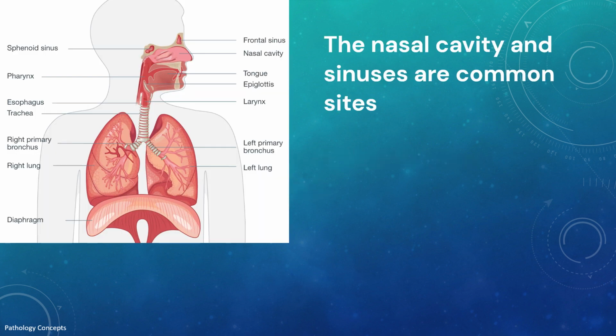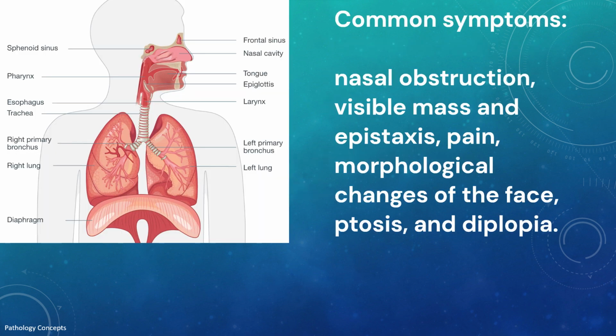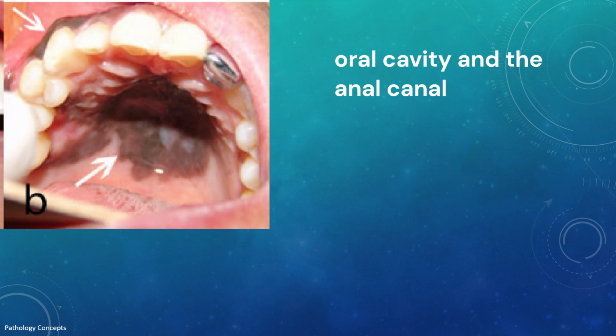The nasal cavity and sinuses are common sites. Most patients suffer from nasal obstruction, visible mass and epistaxis, and in some cases it causes pain, morphological changes of face, ptosis and diplopia. Mucosal melanoma frequently affects oral cavity and anal canal. It develops as a de novo asymptomatic melanocytic lesion with onset of bleeding or pain.